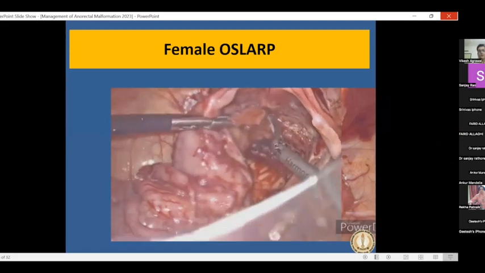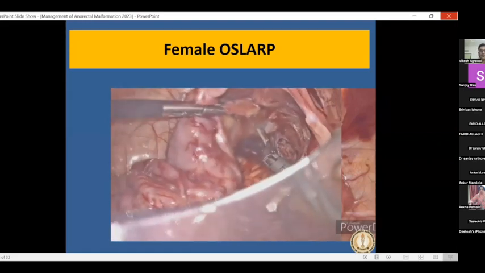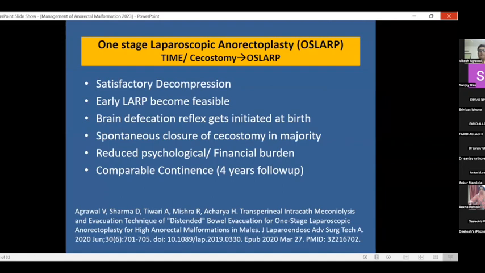So overall, our experience of OSLARP is almost 4.5-5 years now, and this time technique or blowhole cecostomy approach provides very satisfactory decompression. Early LARP becomes feasible, and, as I said, the brain defecation reflex gets initiated right at birth. There is a real advantage of that: toilet training becomes very good in such patients. Spontaneous closure of cecostomy occurs in the majority, and obviously there is reduced psychological and financial burden because you're avoiding a colostomy. And comparable continence is there.